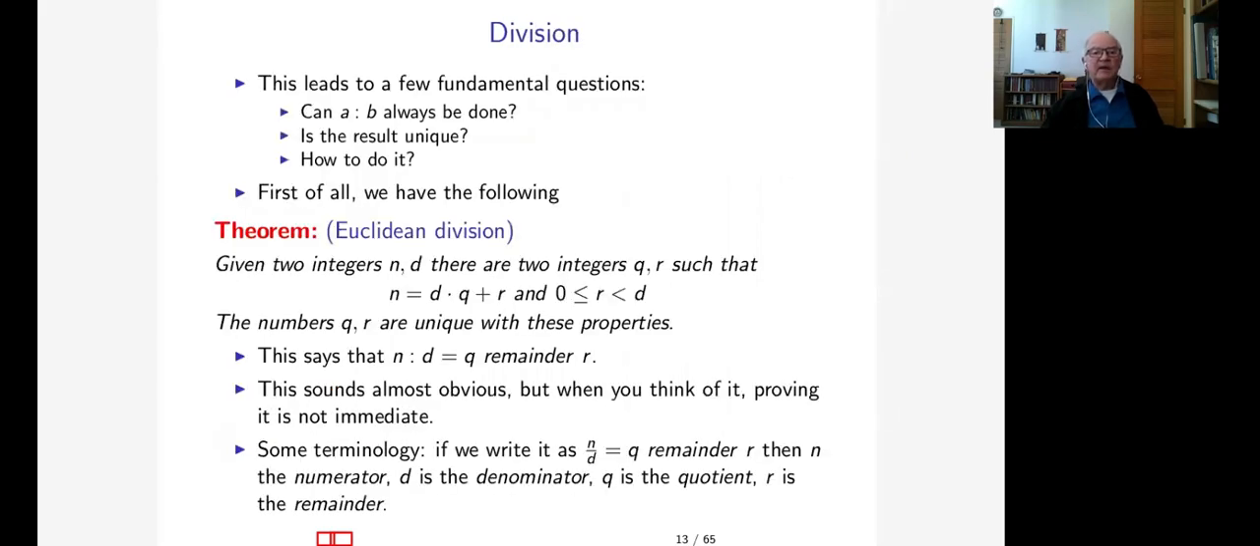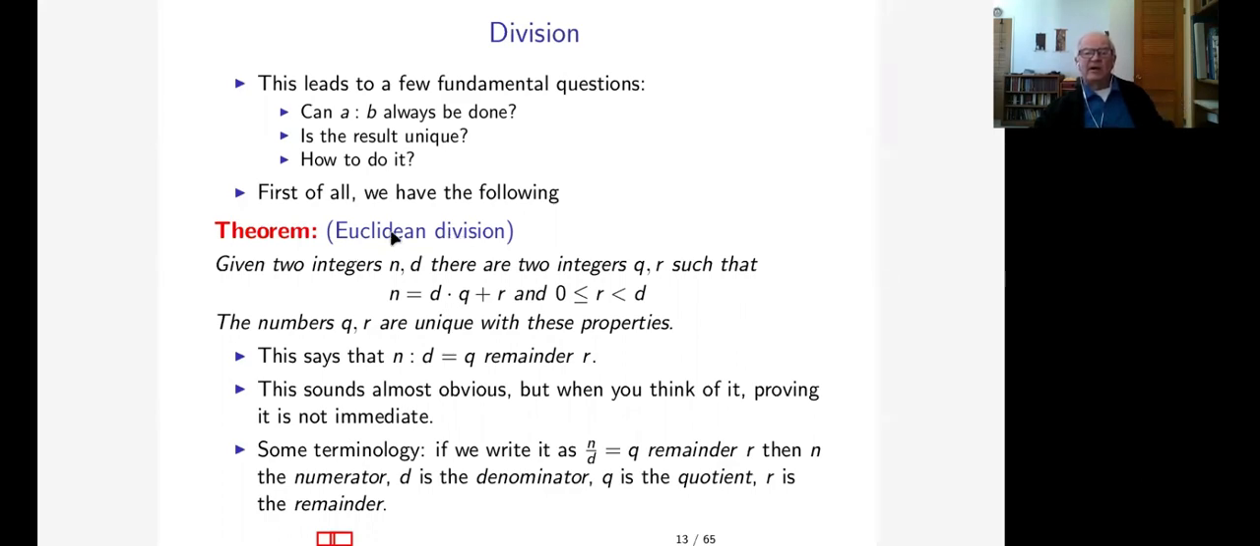So this leads to a few fundamental questions. We talked about division, but can I always do the division, or sometimes I can and sometimes I can't? And if I do the division, no matter how I try to do it, do I always get the same result, or would the results depend on how I do the division? And so first of all, we have this theorem, which is extremely intuitive and easy to comprehend, but it's still a theorem. We would need to prove it.